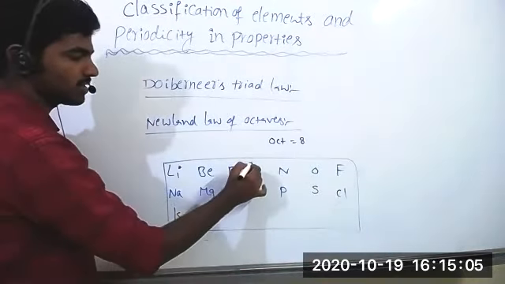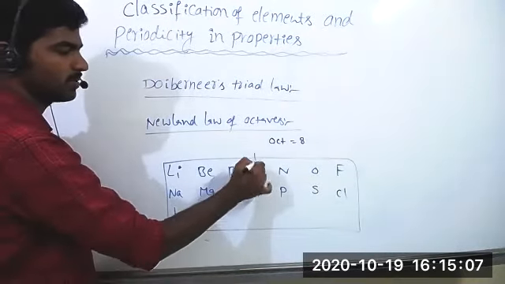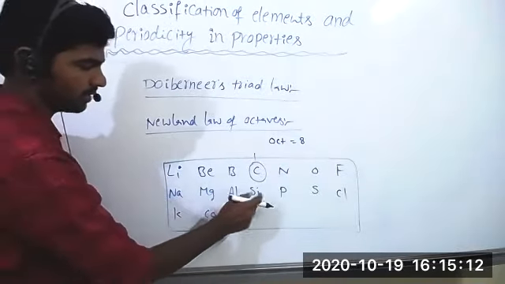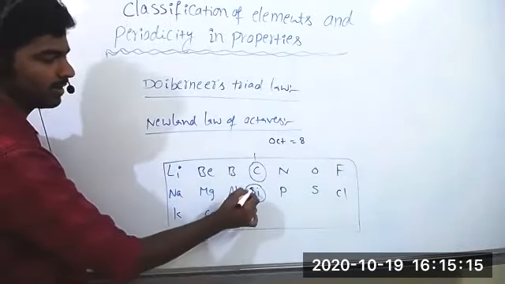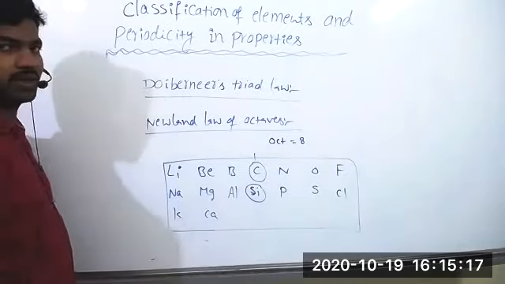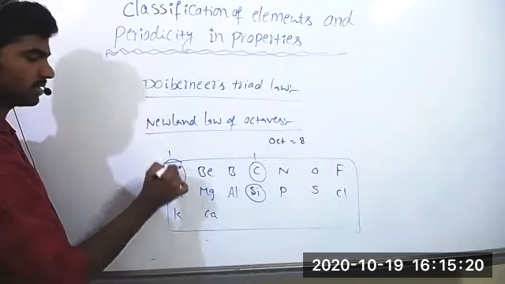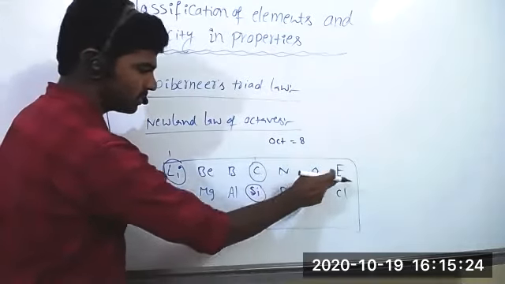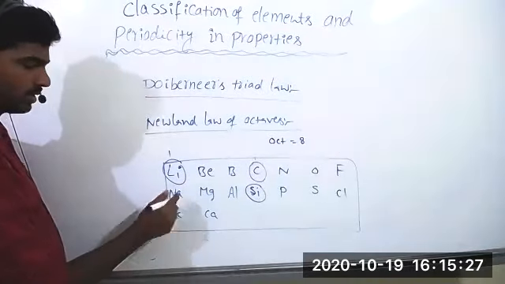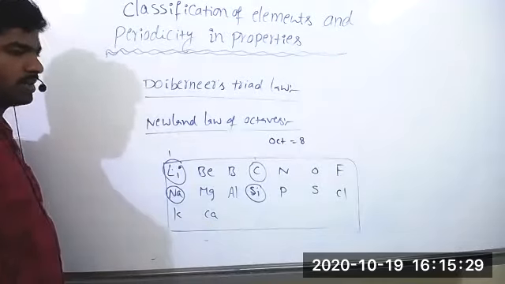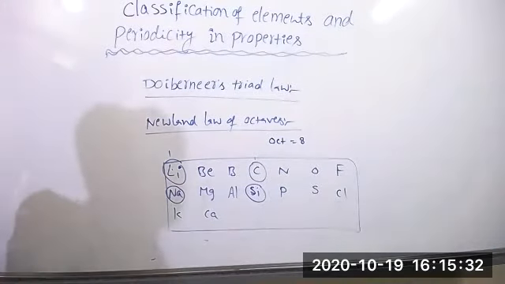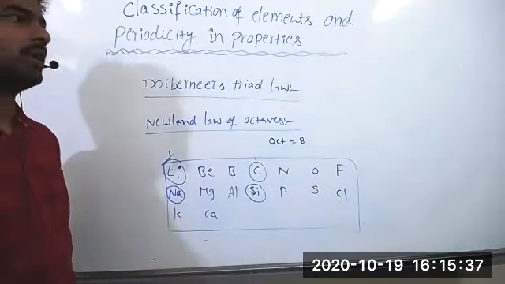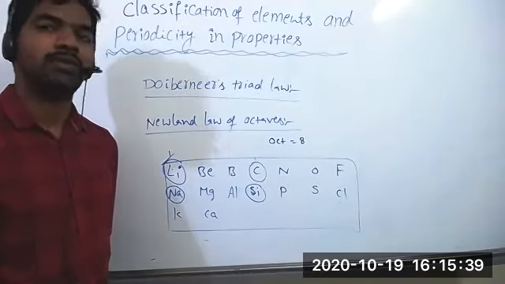Suppose I am selecting this as the first atom. Count 1, 2, 3, 4, 5, 6, 7, 8. The property of the 8th element is similar to the first element. Suppose you consider this is the first element: 1, 2, 3, 4, 5, 6, 7, and this is the 8th element. The properties of lithium and sodium are similar. So when the elements are arranged in the increasing order of their atomic masses, the property of every 8th element is similar to the property of the first element.